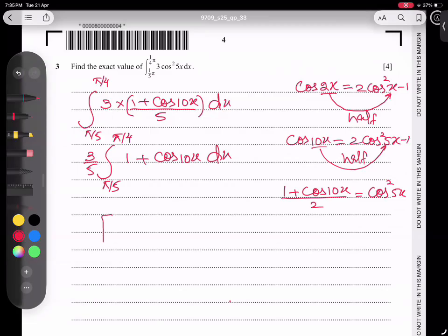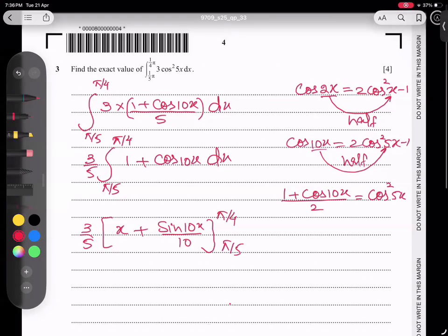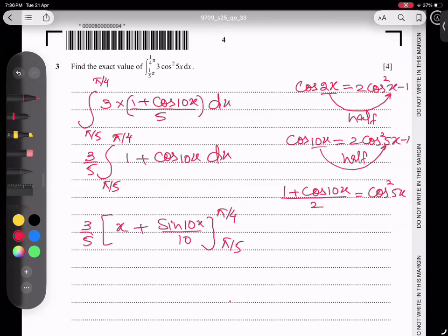Now integration: integration of 1 becomes x and cos becomes sine 10x divided by 10. And the limit is very clear, pi by 5 to pi by 4, and 3 by 5 outside. Okay, students, after this, what is next? Next, I'm going to apply, one minute, let me check here. This is 5, and let me check this 5. Sorry, this is a 2, not 5. Okay, so there's a 2, students, so 3 by 2 goes outside.